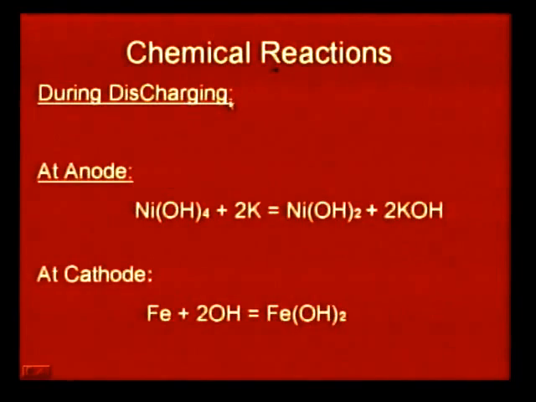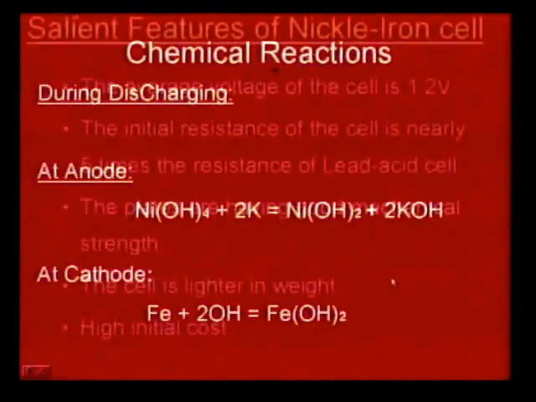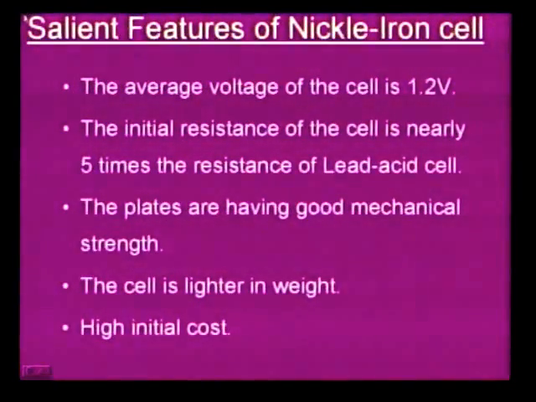During discharging, at anode, the reaction taking place is Ni(OH)4 combines with 2K ions of the electrolyte and gives rise to Ni(OH)2 plus 2KOH. At cathode, the iron reacts with 2 OH ions of the electrolyte and gives rise to Fe(OH)2. Now we will see what are the salient features of nickel iron cell.